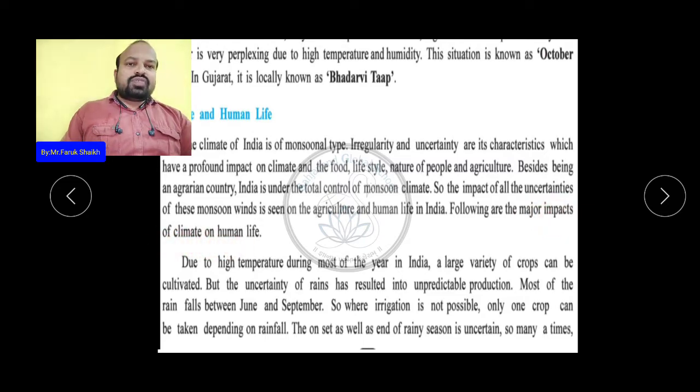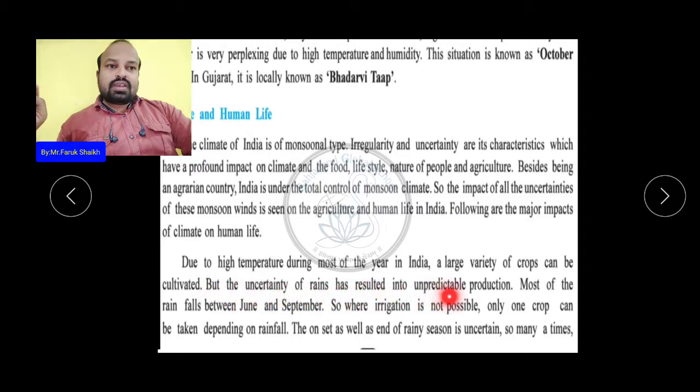Following are the major impacts of climate on human life. So what types of effects on human life? Let us see that. Due to the high temperature during most of the year in India, a large variety of crops can be cultivated at that high temperature. Okay, during the whole year in India. That is why a large variety of crops can be cultivated easily. But the uncertainty of the rain has resulted in unpredictable production. While crops are grown very nicely, at that time there is no rain.